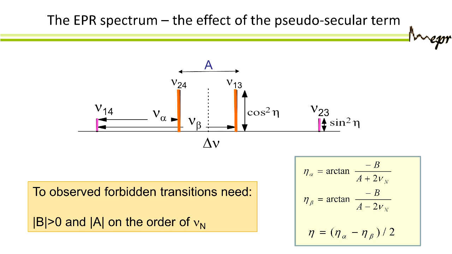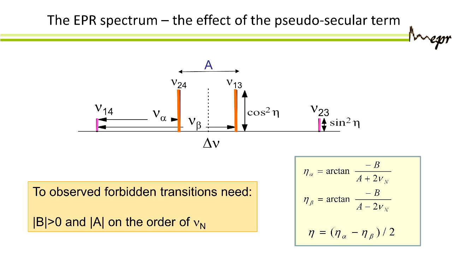So now what is the probability of these forbidden transitions? They are usually small. We saw many, many spectra, and we didn't see many of them, right? So what is the probability? They are related to some angle, and we see that this angle is the arctangent of B over A plus 2 Ni n. So if B equals 0, we don't have forbidden transitions. This is for the alpha, and this is for the beta. And you see that the intensity goes like sine square eta. So the larger the difference between the two, the larger will be this transition. So what do we need to observe a forbidden transition? We need to have anisotropic hyperfine coupling, and the B term has to be significant.